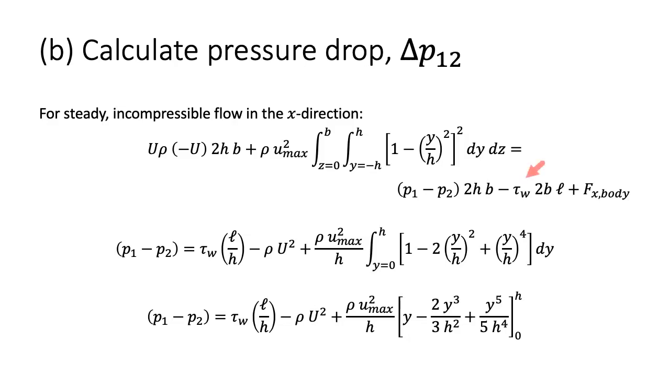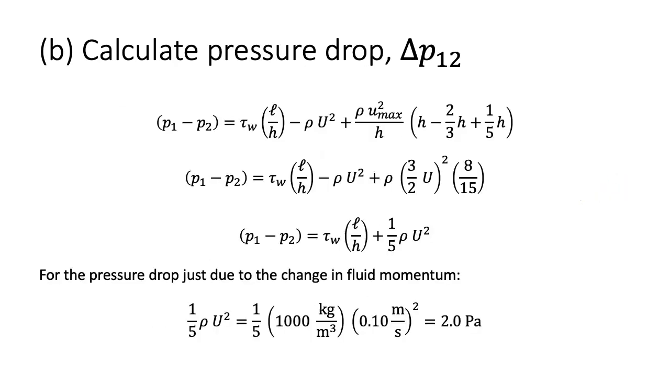The second surface force we include is the shear stress due to fluid friction or viscosity, acting on the wall area of twice b times L, the length between section 1 and 2. Note that the force due to friction acts in the negative x direction because it opposes the fluid motion. Finally, we include a term for a body force due to gravity, but cross it out because we assume it is negligible compared to the other terms. We then integrate and simplify the equation as shown. Note that once again, for our two-dimensional flow, the width b does cancel as expected.